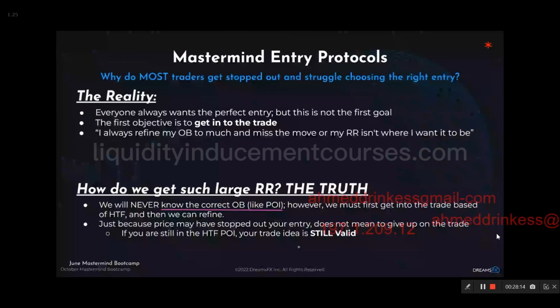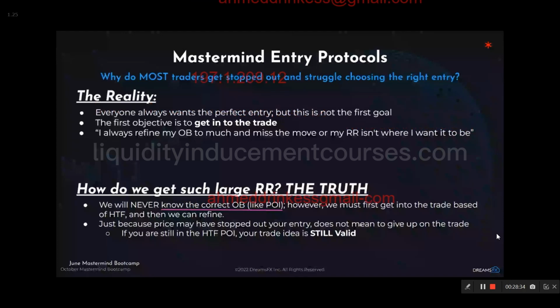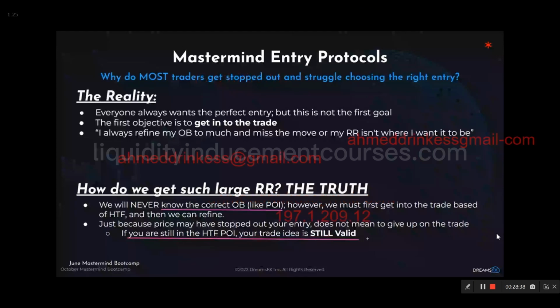How many times have you identified a point of interest? There's my break of structure. I get in the trade and you get stopped out, but it's still in your point of interest. The trade is not invalid until it's over. It's not invalid, right? So stay true to the trade. Even if you get stopped out, you might get stopped out once before it ends up going in your direction. But as long as it maintains your valid trade idea, keep it. So with that being said, if you're still in a higher time frame POI, your trade idea is still valid.